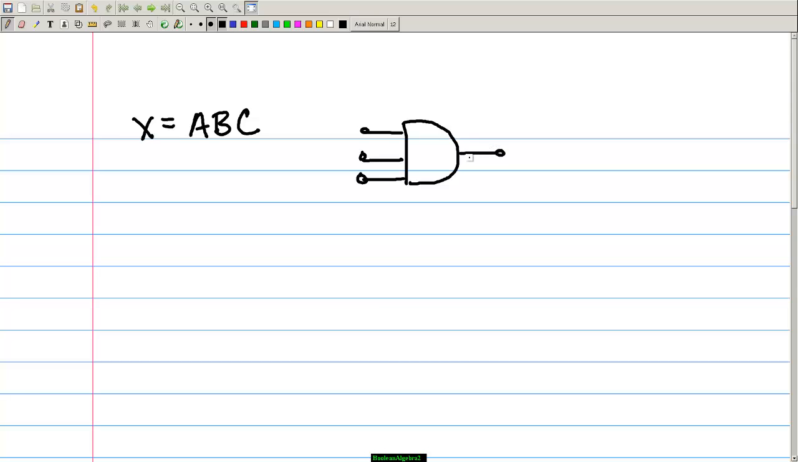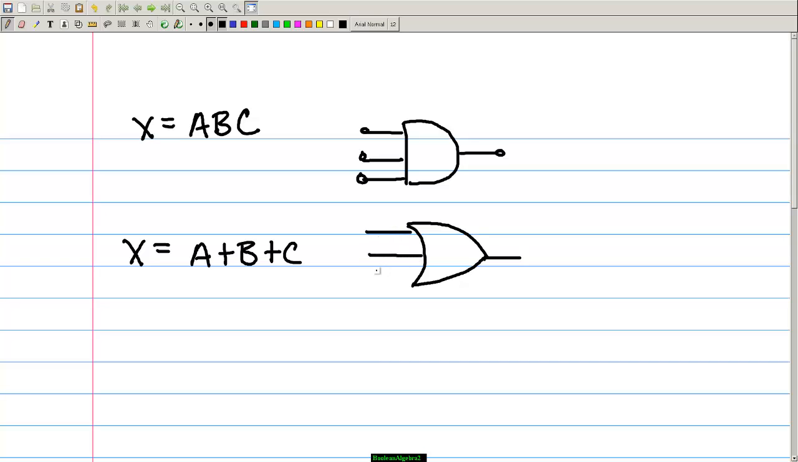Same if we had x equal to A or B or C. This would be a 3-input OR gate, like so. 1, 2, 3. We've got A, B, and C. Put them in here too. And this would be X.